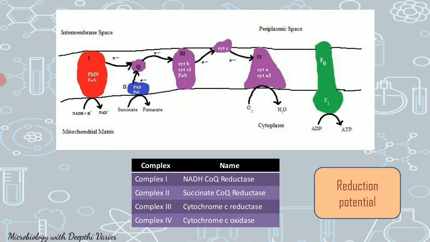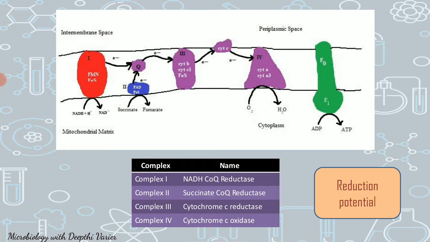Now complex 3 comprises cytochrome b, cytochrome c1 and iron sulfur protein. So here we have the two electrons moving from quinone to complex 3, and in complex 3 we have three different types of electron carriers. From complex 3, the electrons are being taken up by cytochrome c. Now cytochrome c will transport only one electron at a time. So it will come, pick up one electron from here, drop it at complex 4, again come back, take the second electron and drop it at complex 4. So cytochrome c is going to pass on these electrons one at a time to complex 4.